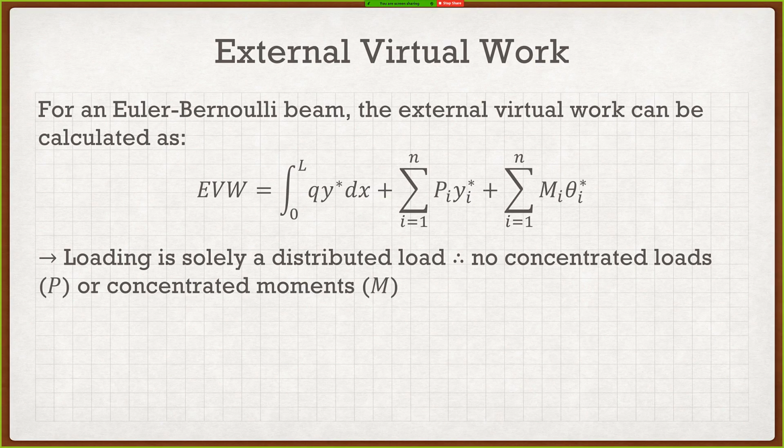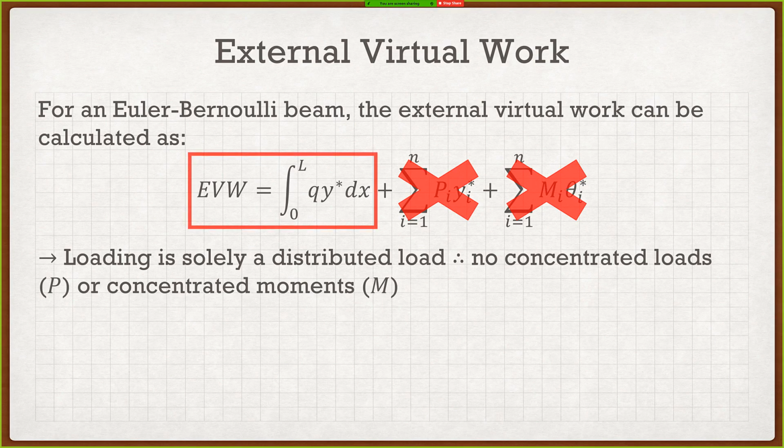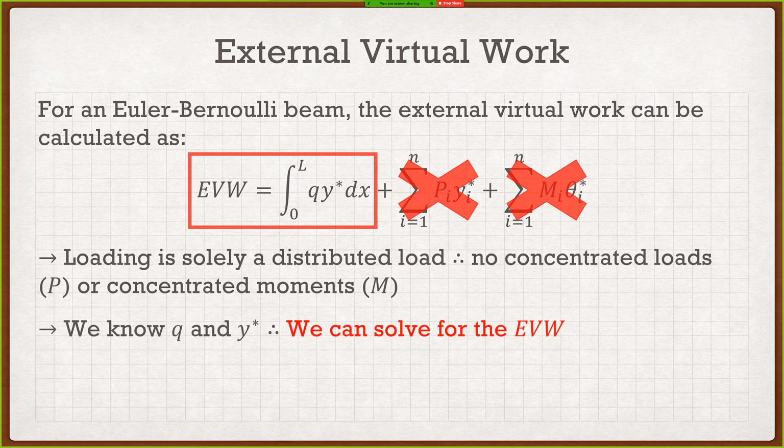Therefore, we have no concentrated loads or no concentrated moments. What does this mean? Well, it means that those two summation terms cancel, which is great because now our external virtual work is simply the integral over the length of the beam of our distributed load Q multiplied by our virtual displacement Y star, which is great because we know both what Q and Y star are. Therefore, we have our external virtual work basically solved. All we have to do is substitute it into the equation, solve for it, we're good to go.